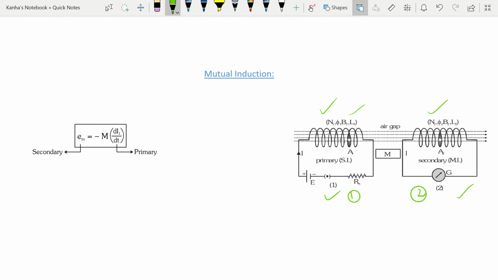There will be multiple cases in this. Let me discuss two cases. The first case is when the current through the primary coil is constant, so I is equal to constant. Then the total flux of the secondary is directly proportional to the current flowing through the primary coil. So N2 phi 2 is directly proportional to I1, and that implies I can write N2 phi 2 is equal to M times I1.